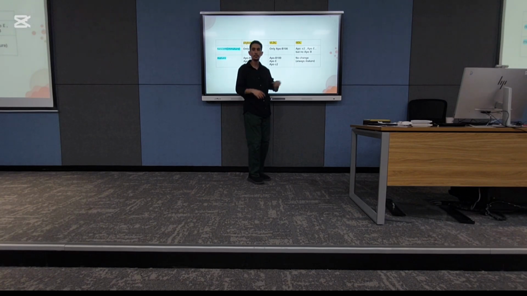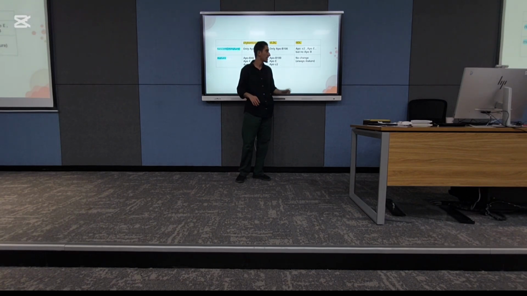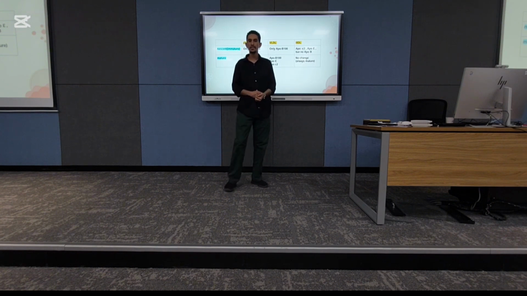Does HDL have ApoB? No, it does not have ApoB. HDL does not have any ApoB. It has ApoC2 and ApoE. Okay. That's it, and thank you very much.